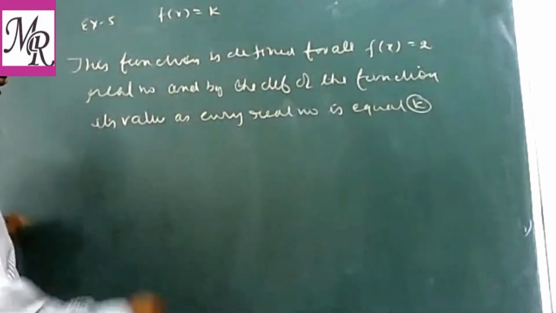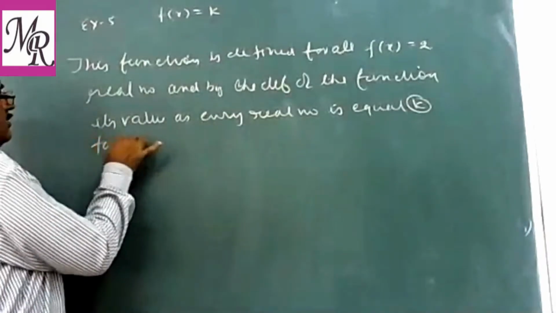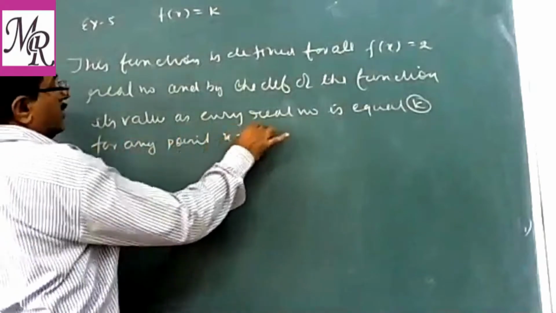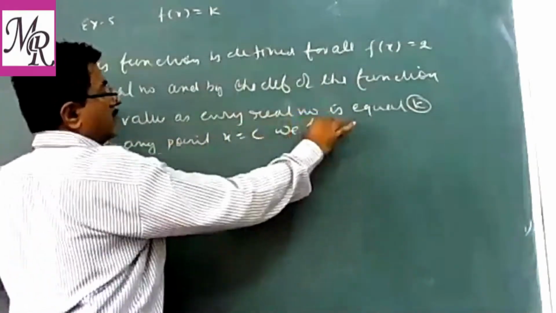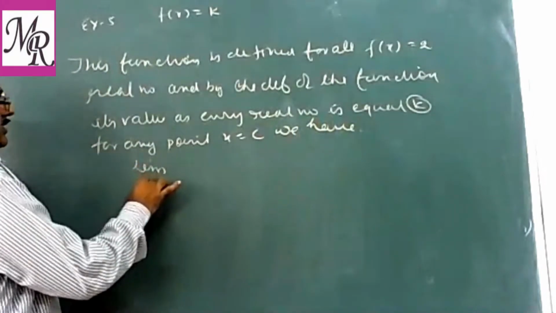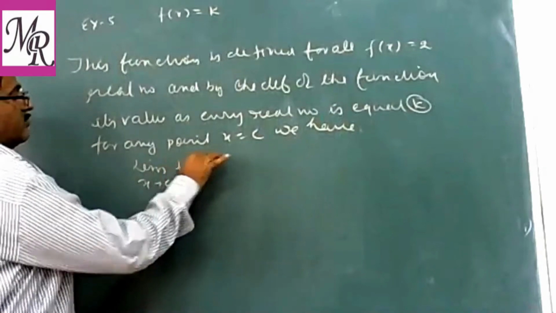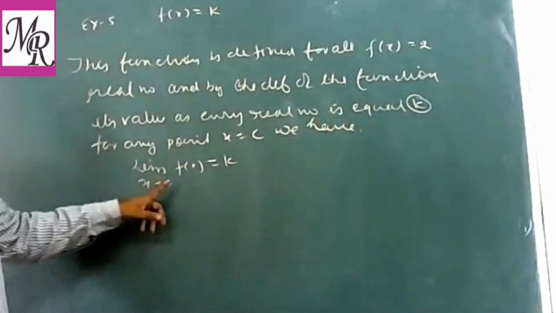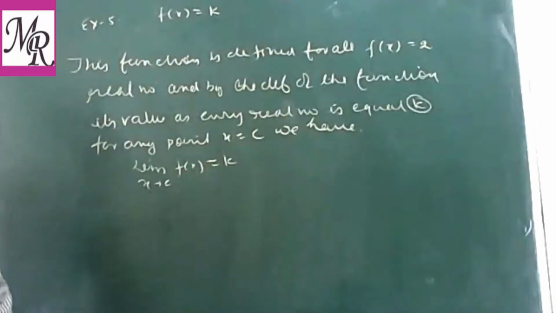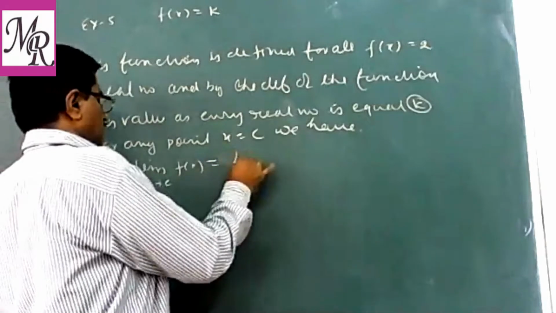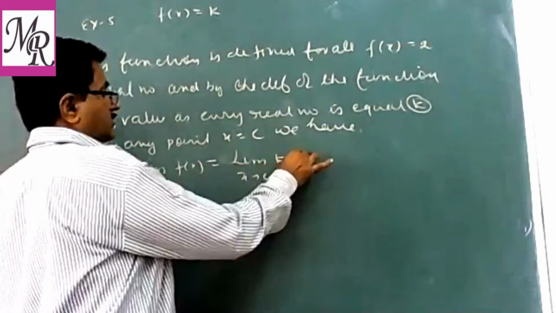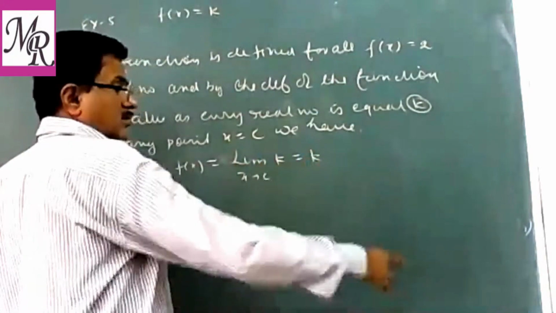So you can find the limit at any point x equal to c. We have limit x tends to c, f(x) equal to k. Because if you put x equal to c, there is no change in the value of the function. You can also write it as limit x tends to c of the function, whose value is k. So this is equal to k.